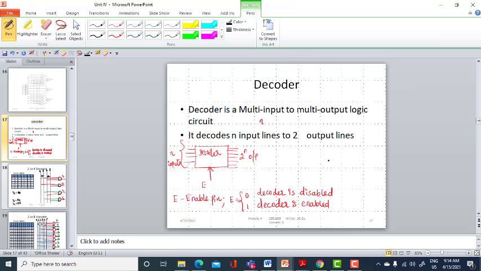For example, if n is equal to 2, so 2 power 2, you will be having 4 possible output combinations. So based on the number of input lines that you are giving, you will be getting your output. E is the enable pin of the decoder. Only if you give the enable pin to be active, that is 1, the input will be transferred to the output. So it decodes n input lines to 2 power n output lines.